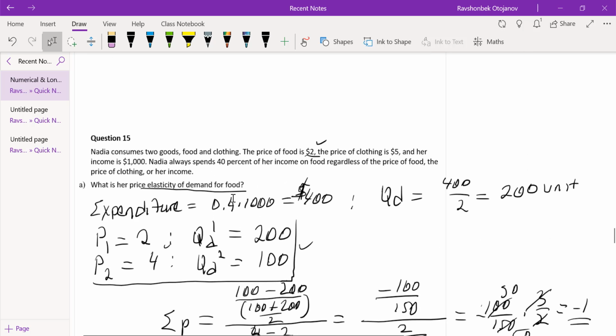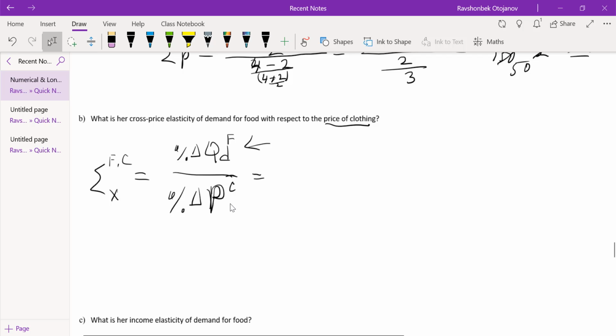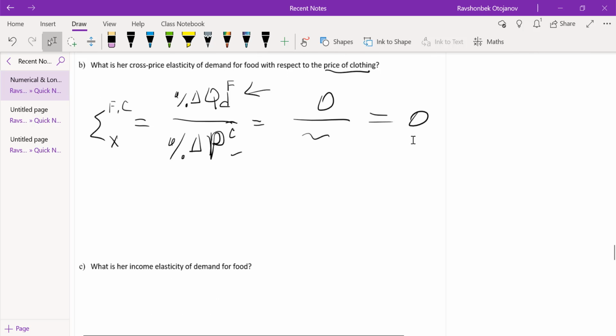So you can come here and read this. It says Nadia always spends 40% of her income on food, regardless of the price of food, the price of clothing, and her income. So regardless of the price of clothing, she's spending exactly the same amount. And we know that when the price of clothing changed, we are still holding the price of food constant, which means the percentage change in quantity demanded of food is 0 here. No matter what comes here, it's always 0. Zero divided by whatever in the denominator is basically 0. So the answer is 0.